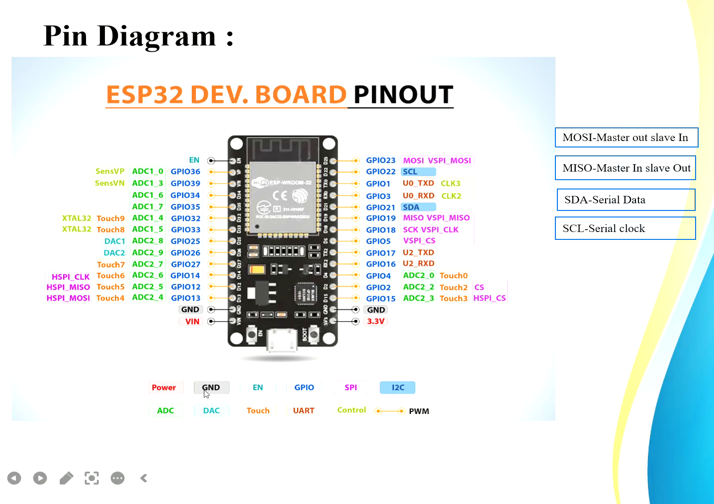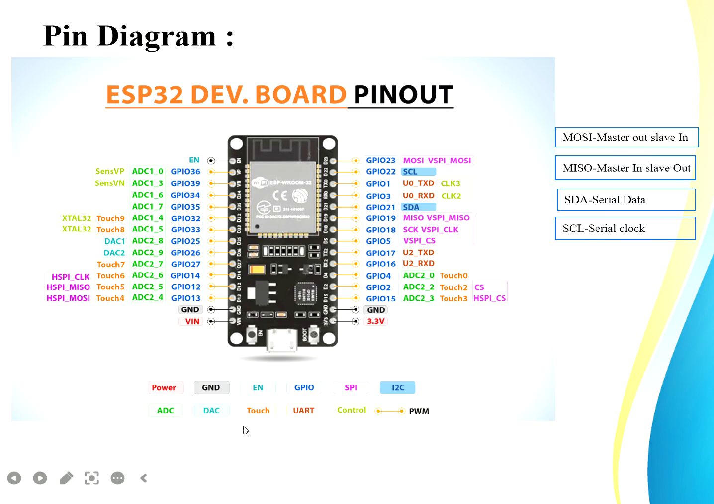It has a power pin and ground pin. EN is used for enable, and there are 36 GPIO pins. Serial peripheral interface pins and I2C communication, which communicate from one device to another device, use the I2C pins. There are also analog to digital converter pins.